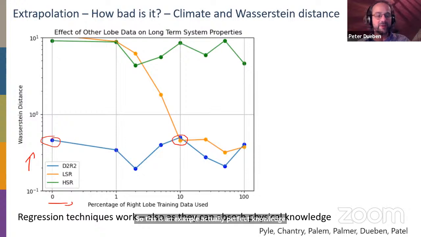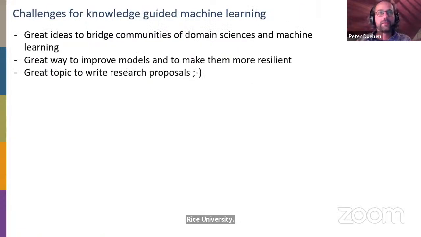This is mostly work done by Ryan Pyle and Ankit Patel at Rice University. So that's a good sign that knowledge-guided machine learning can really help.